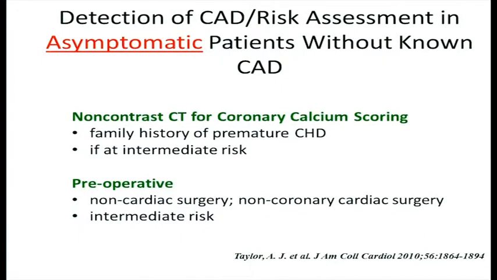What about asymptomatic patients? Should we be doing a coronary CT for these patients just for screening purposes? No. You can do a non-contrast CT for coronary calcium scoring if the patient has a family history of premature heart disease and is at intermediate risk because of the presence of multiple risk factors.